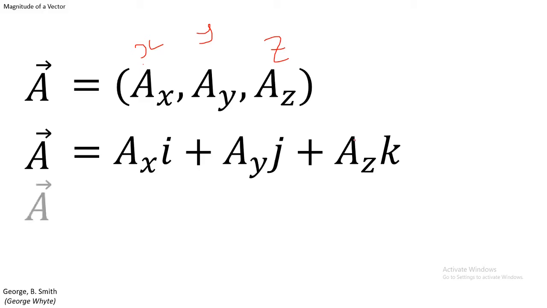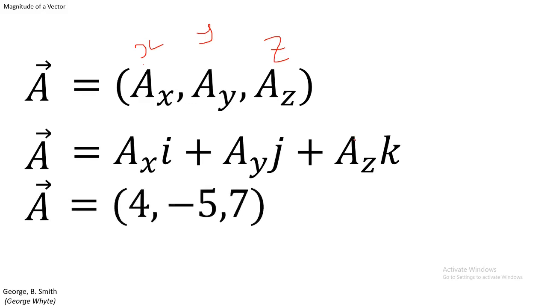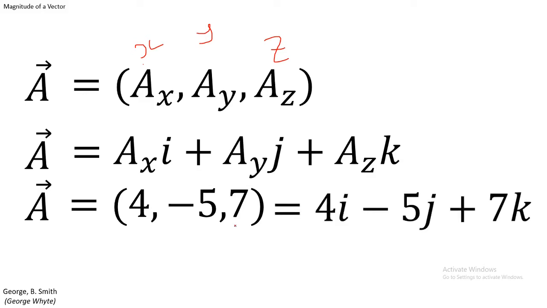Now let's see an example. You have a, and a is equal to (4, -5, 7). So the x component is 4, the y component is -5, the z component is 7. Now if you want to express it in terms of the unit vector, you have 4i minus 5j plus 7k. So if you ask for the x component, the x component is not 4i, it is 4. The y component is not -5j, it is -5. And the z component is not 7k, it is 7. These are the components.